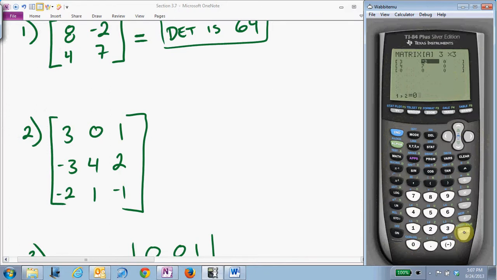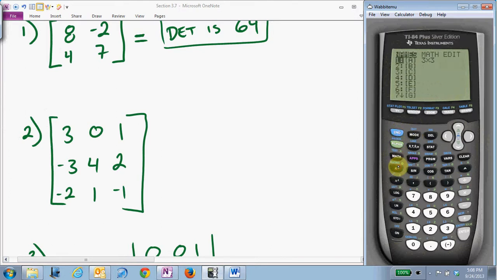So I've got 3, 0, 1, negative 3, 4, 2, negative 2, 1, negative 1. So you can see as you hit enter, it moves you across by row. I'm going to double check all my values, make sure they're accurate. Looks pretty good. So I'm going to quit out of this screen.